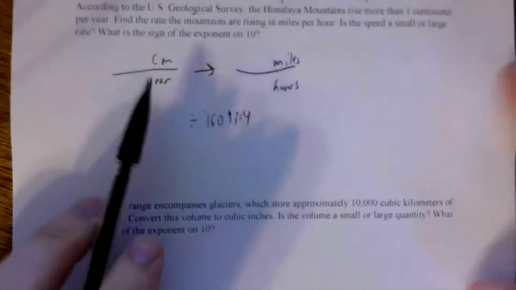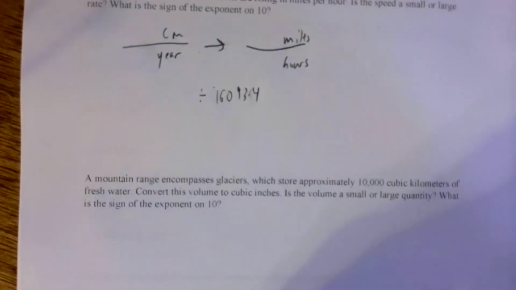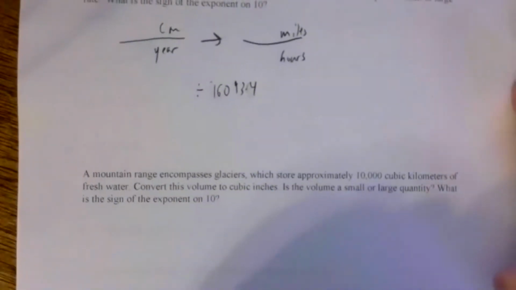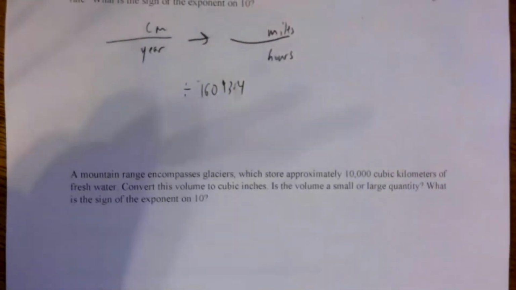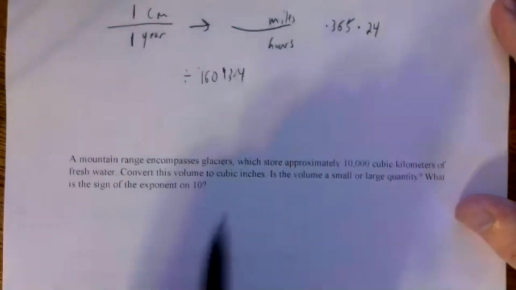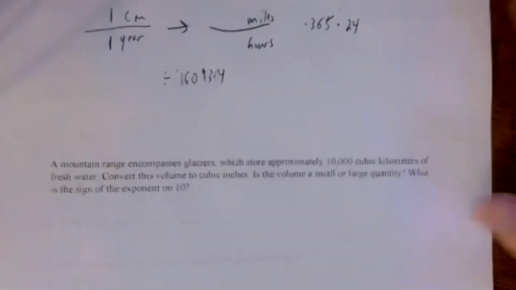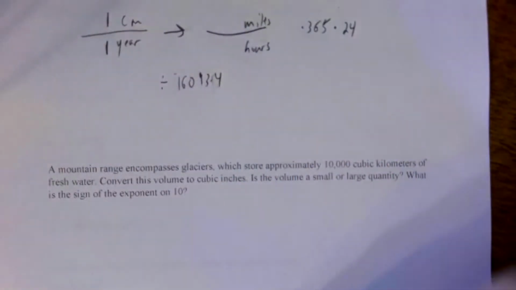Then we need to find out how many hours are in a year. How can I start changing years into hours? We know there's 24 hours in a day, and there's 365 days in a year. So I need to multiply by 365 days in a year, and then multiply by 24 hours. This is 1 centimeter per year, so on the top we multiply by 365, multiply by 24, and then divide by this number, and that'll change us into miles per hour. We get 8,760 for the hours.